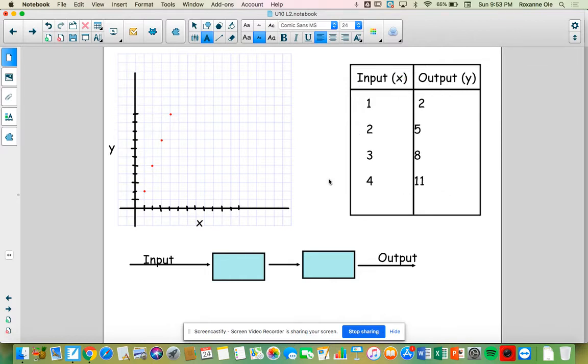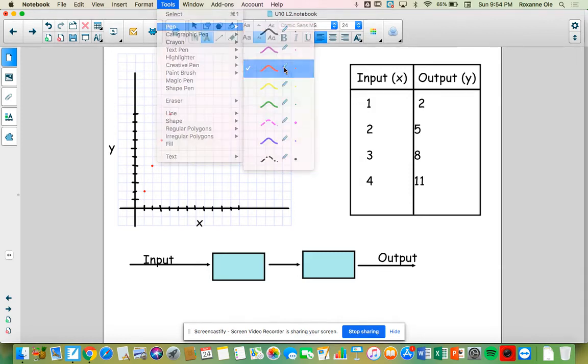Now, when we look at this, we have to figure out what the input-output machine would be. So we have our table. In every single question, you have to make a graph, a table, and an input-output machine. So just keep that in mind. Every question needs a graph, a table, and an input-output machine. Sometimes they give you the graph and you have to do the other two. Sometimes they give you the input-output machine and you have to do the table and the graph. So every question you'll be doing 2 out of the 3 things depending on what they give you at the beginning. So how do we figure out the input-output machine?